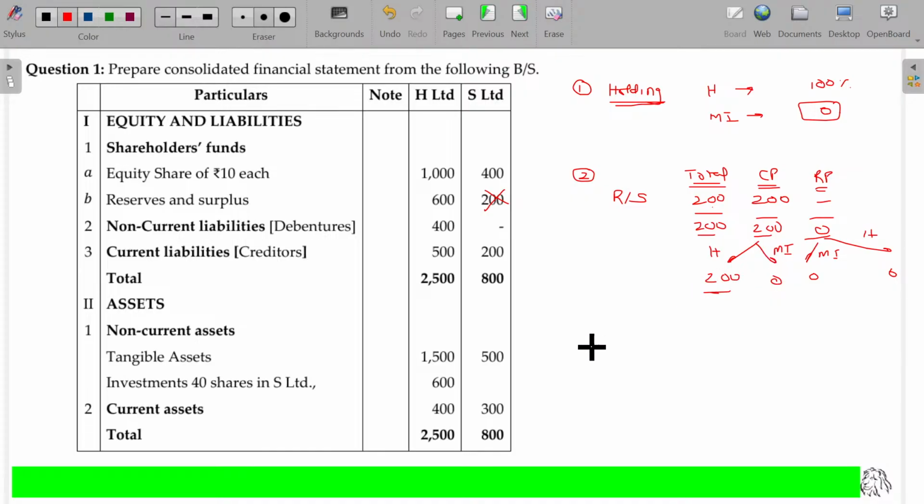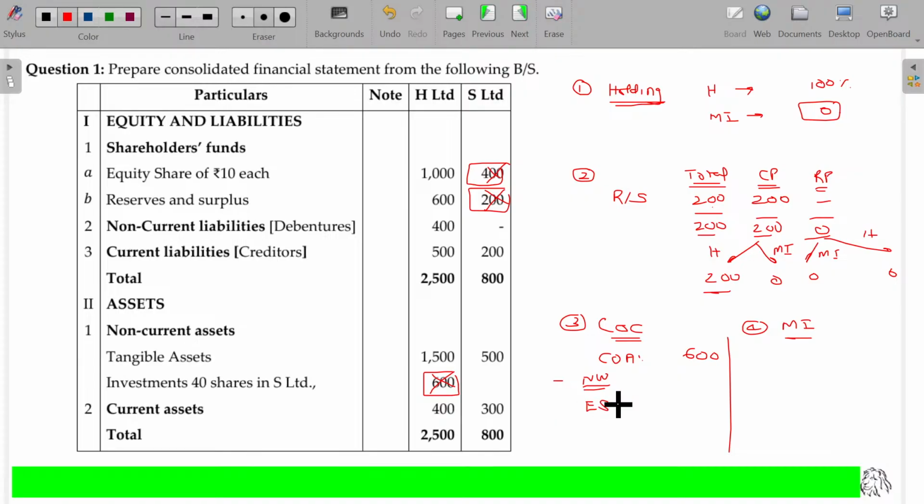Step number 3 and 4 can be opened parallelly. One is all about cost of control, fourth being minority interest. What is the amount you are paying? Cost of acquisition. The cost of acquisition for these 40 shares being 600. I am taking this out. Here 600 rupees. Minus net worth, the face value of the share. How much is that? 400 rupees.